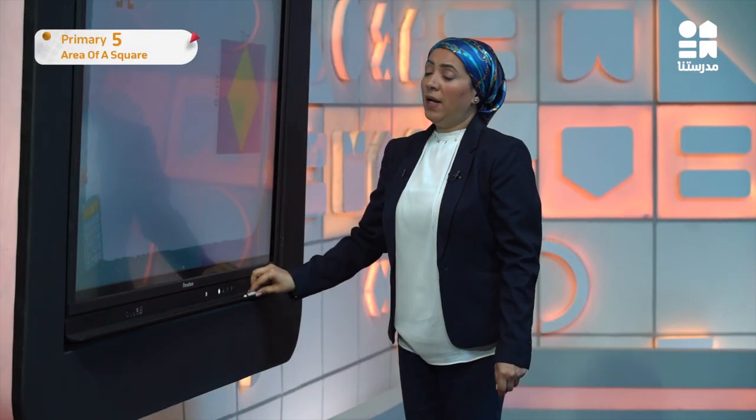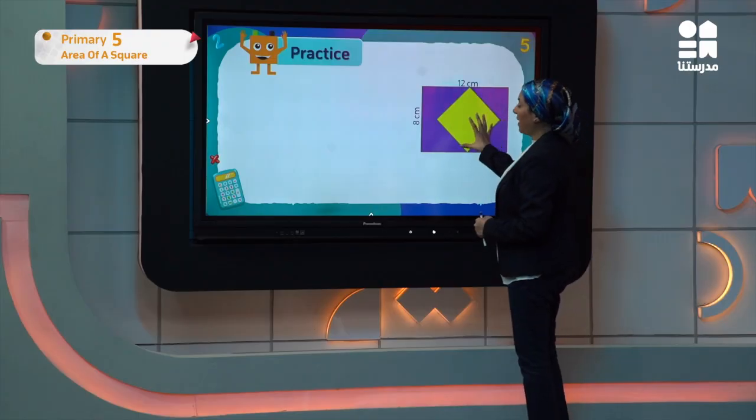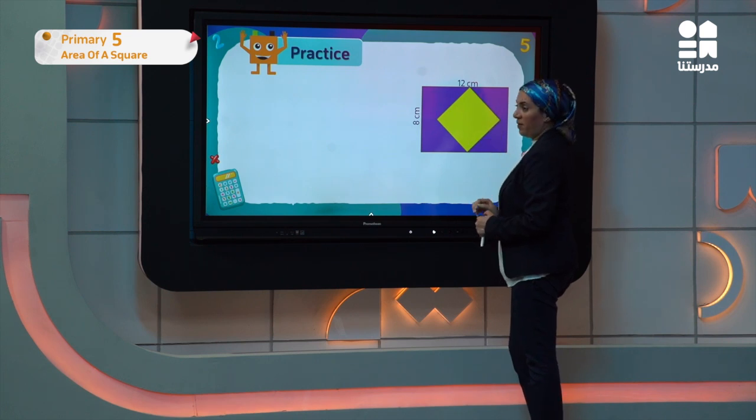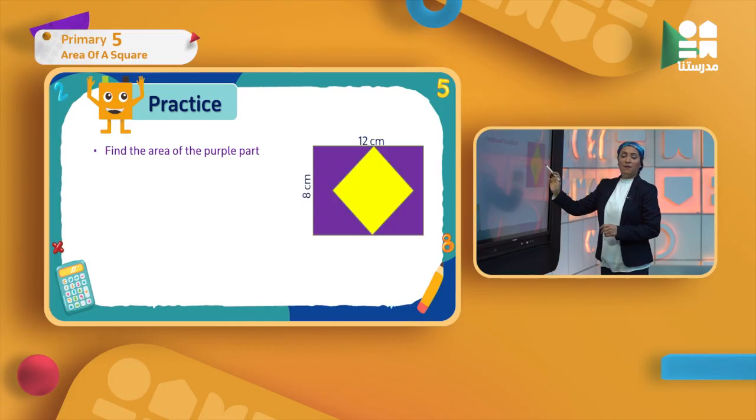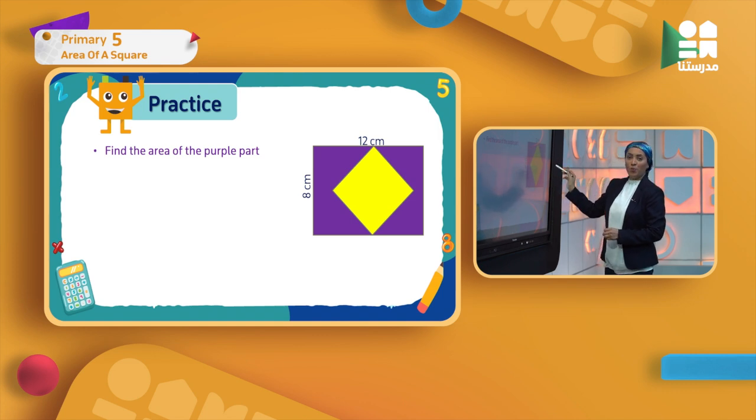Okay, this example is also like a riddle, and this is the kind of example that I prefer. So we have here two shapes in one shape. I have a rectangle, and inside this rectangle the yellow shape is a square. The question here is they want the area of the purple part. So I want to know the area of the part whose color is purple.